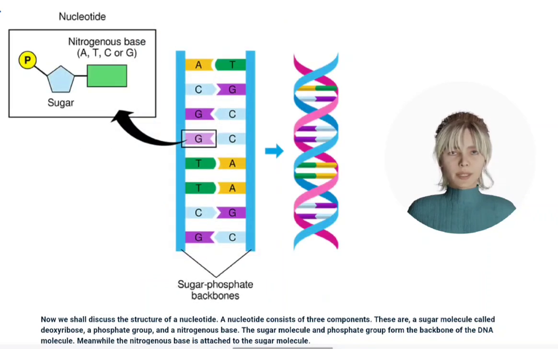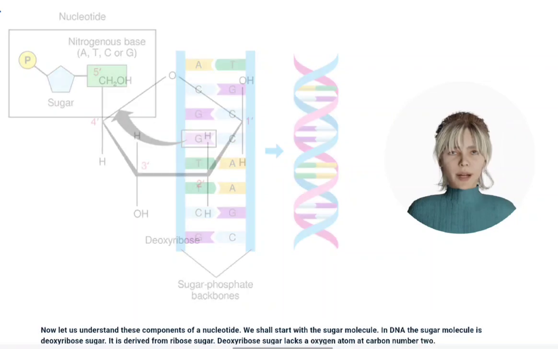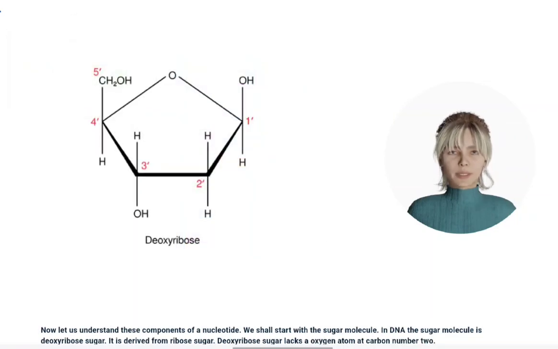A nucleotide consists of three components. These are a sugar molecule called deoxyribose, a phosphate group, and a nitrogenous base. The sugar molecule and phosphate group form the backbone of the DNA molecule. Meanwhile, the nitrogenous base is attached to the sugar molecule. Now let us understand these components of a nucleotide. We shall start with the sugar molecule.